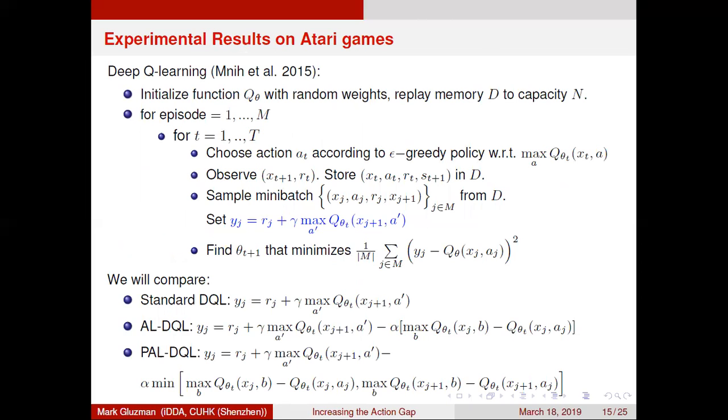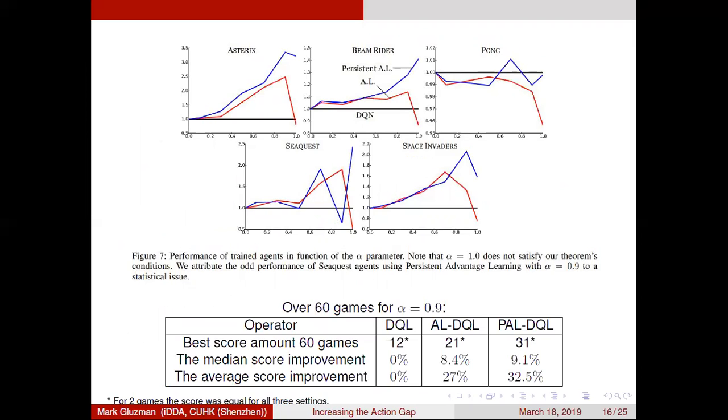They applied this deep Q learning method to five Atari games, where they tried different alpha parameters from 0 to 1 with step 0.1, and obtained the following curve. The black curve is the standard deep Q learning, when alpha is equal to 0. Everything above it is an improvement. The blue curve is the persistent learning operator and the red curve is the advantage learning operator. For four games our results improved, but for one game using the advantage learning or persistent advantage learning operator is a bad idea.